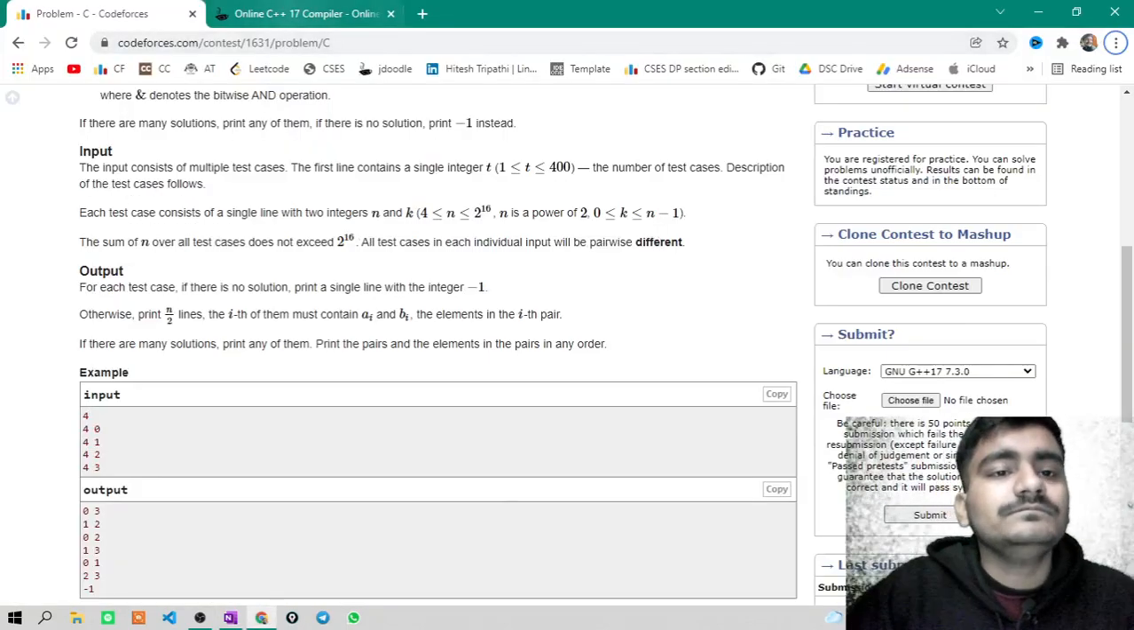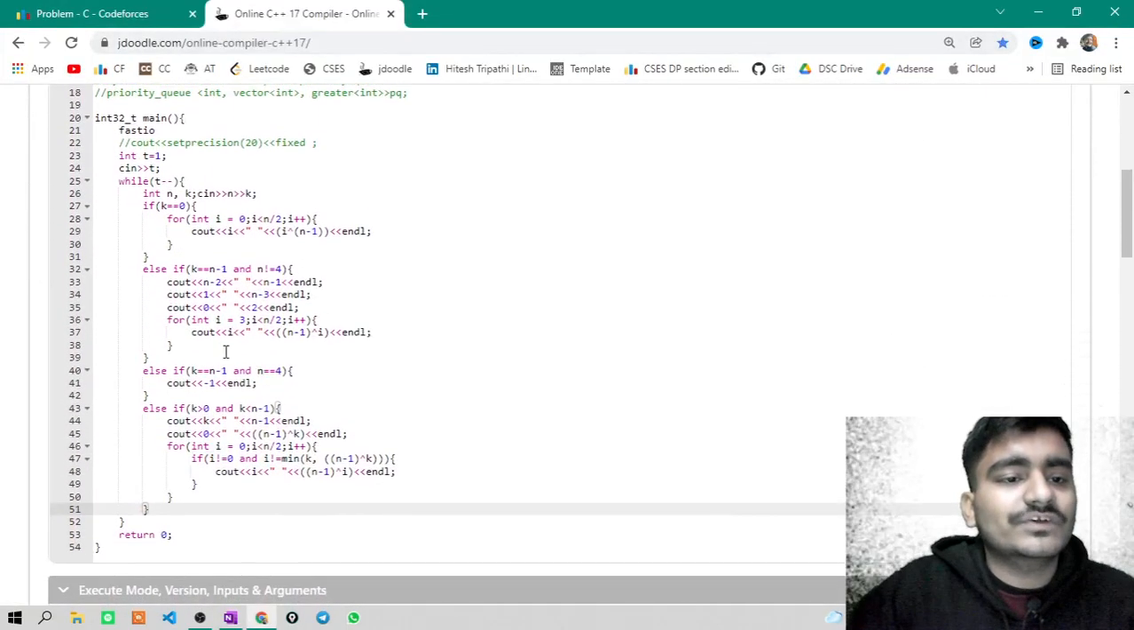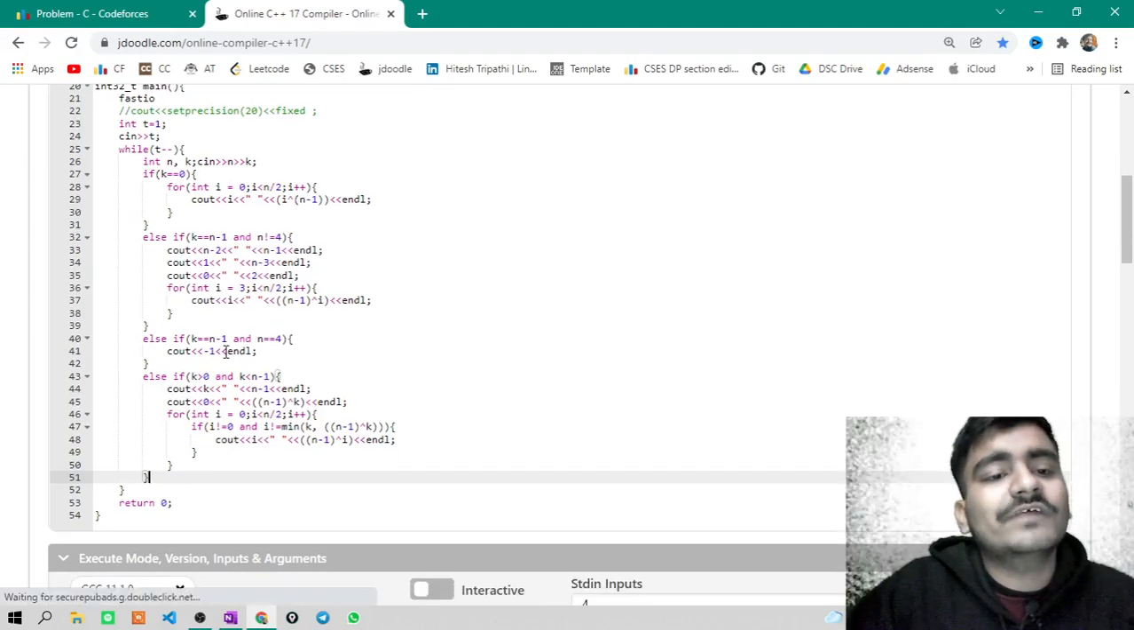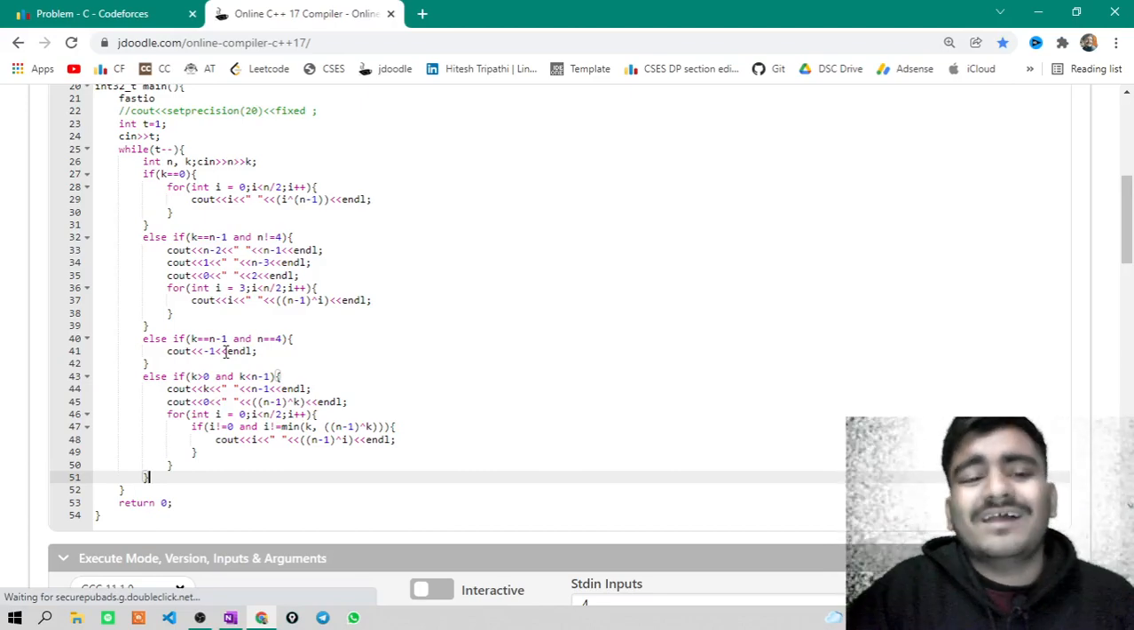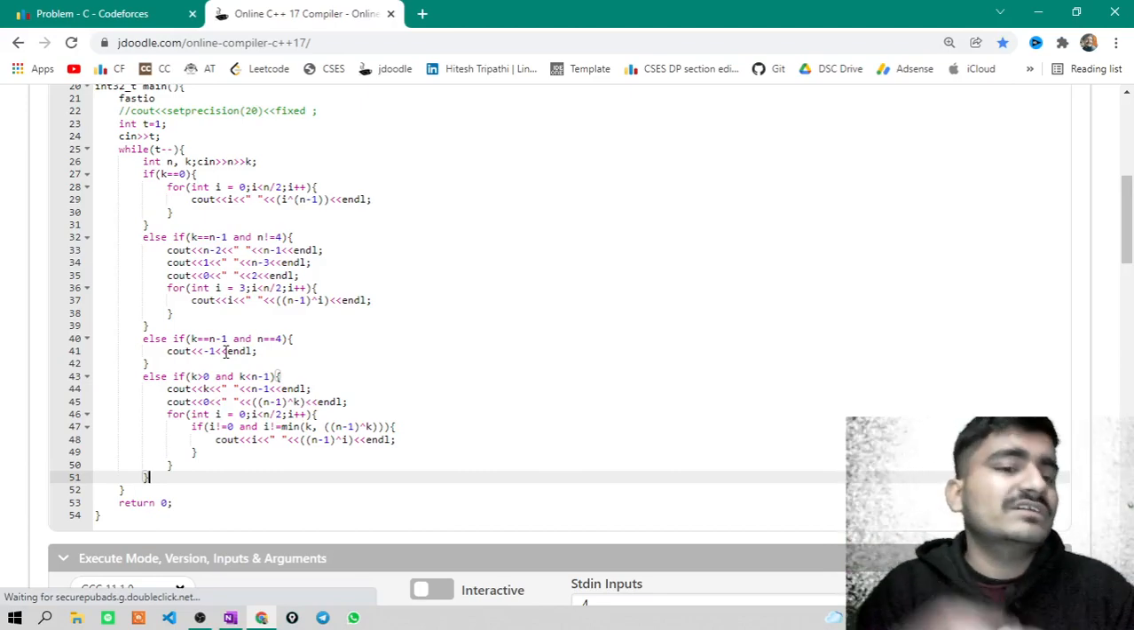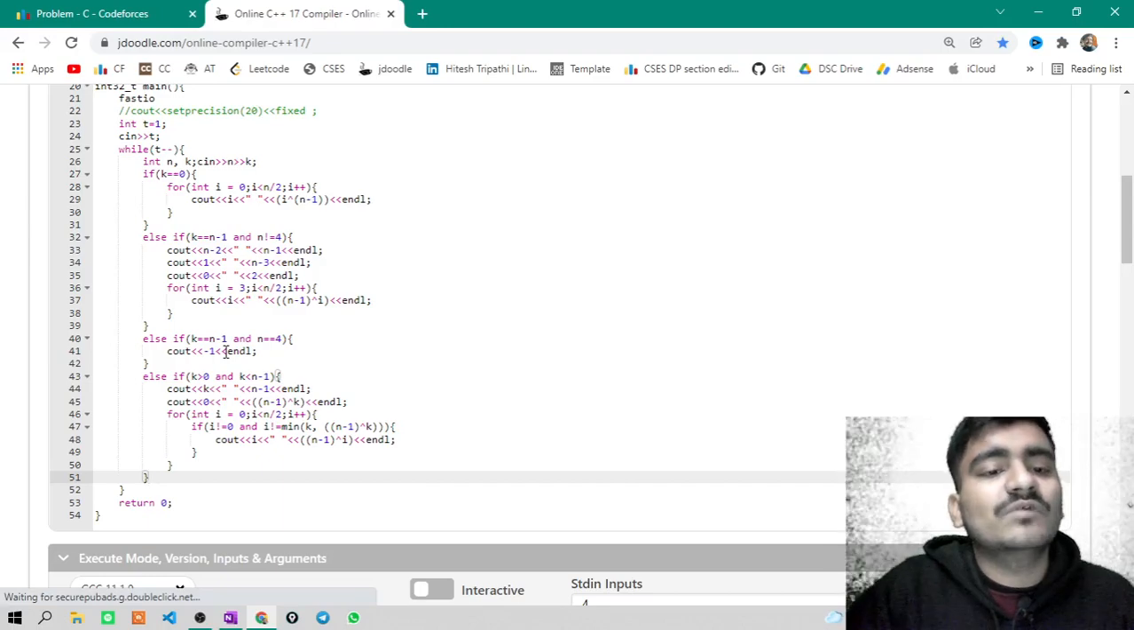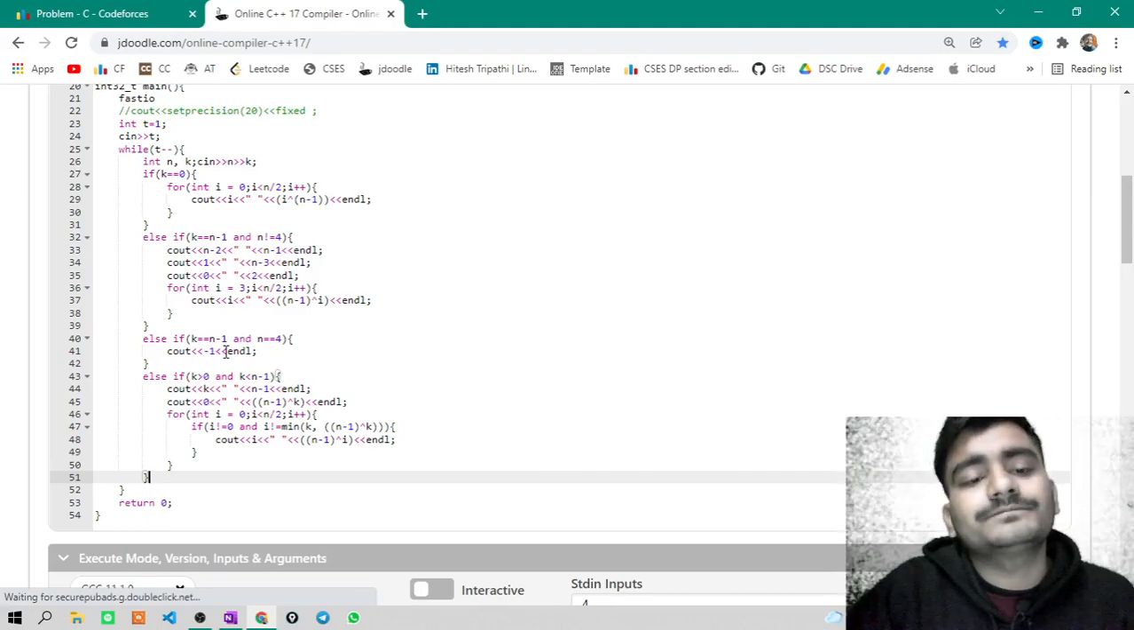Okay, so here's the code for the question. I simply took the input of n and k. I first handle the case when k is equal to 0. I have to make the bitwise AND of all the pairs equal to 0. So I will simply go from 0 to n-1 and print pairs as i and its complement, that is i XOR n-1, the complement of i.